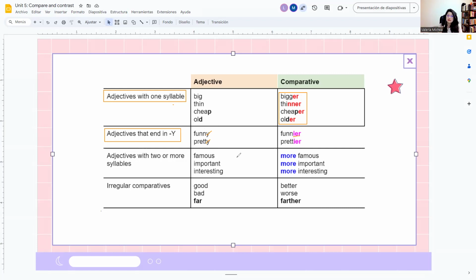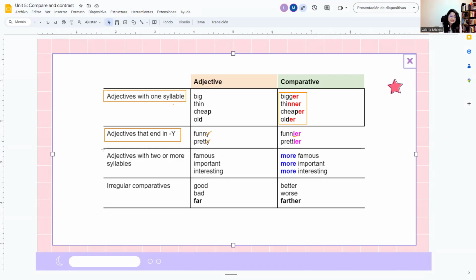Yeah, it is possible. Some people use more healthy, but it depends on each person really. But I would personally use healthier, I guess. We have the same idea with easy. So easy becomes easier and not more easy. So easy, easier. So that's the idea with adjectives ending in Y.